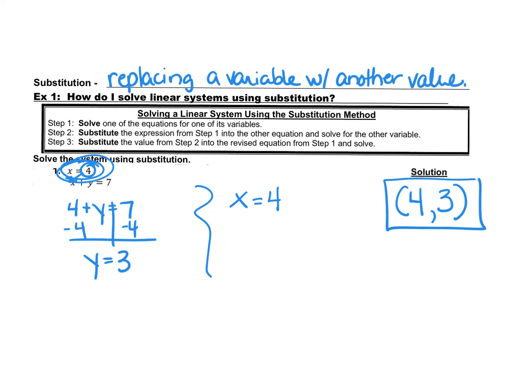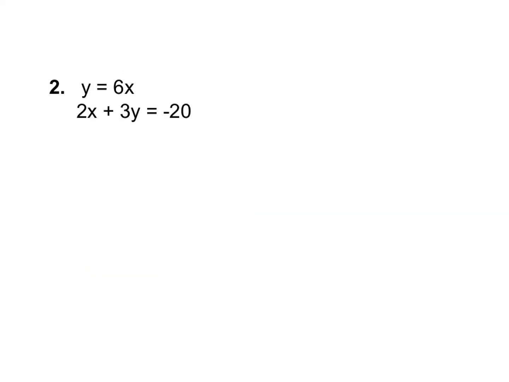So the point at which these two equations would meet on the line would be at the point (4, 3). All right, so number 2, I have y is equal to 6x, and 2x plus 3y is equal to negative 20. The first thing I would need to do in order to solve this using substitution is look to see, have I solved for one of the variables? Notice how this y is all by itself, and that's what we mean when we're solving for one of the variables. So y is equal to 6x. If y is 6x, we're going to take this value right here and plug it in where we see the y.